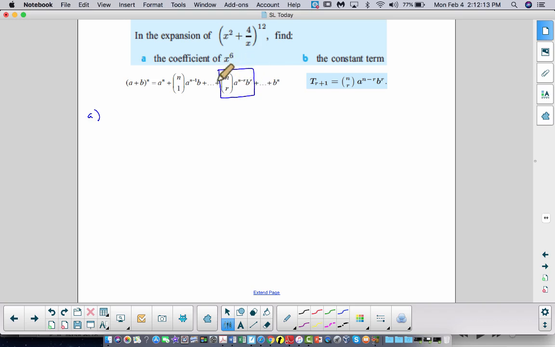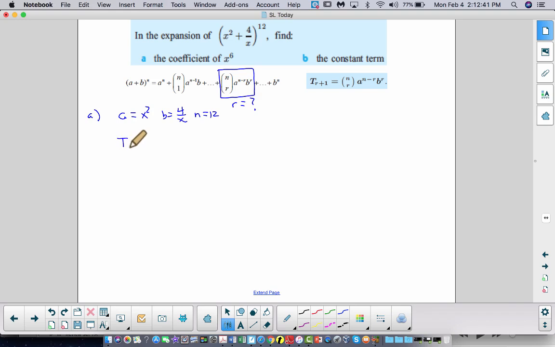I need to find this term. And in order to find this term, I need to find r. Because if I can find r, I have everything that I need. Because I know that a is x squared. I know that b is 4 over x. And I know that n is 12, because 12 is the power of expansion. So all I need now is r.